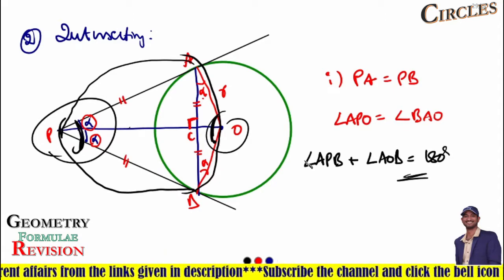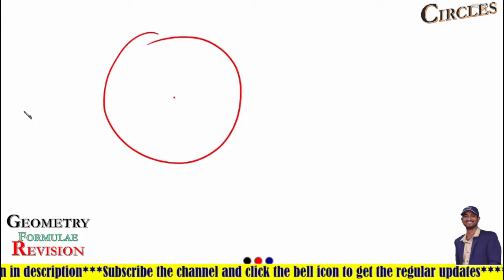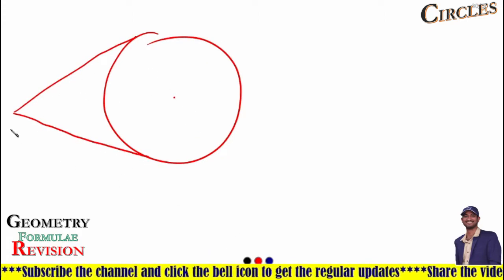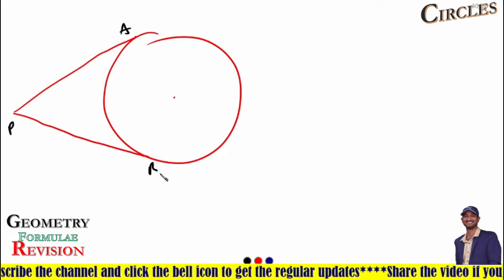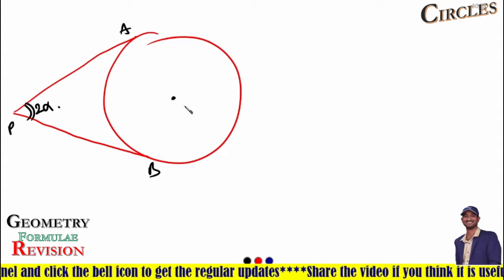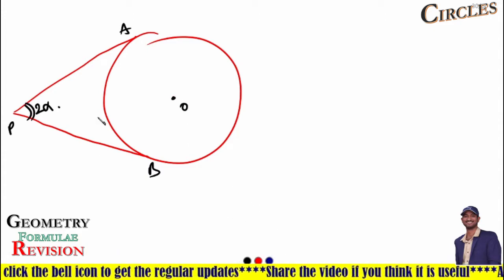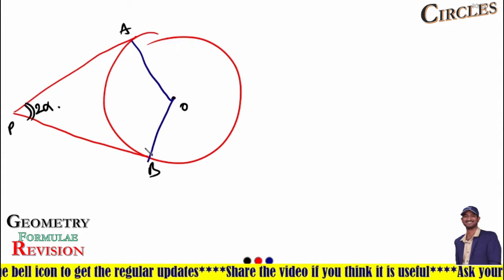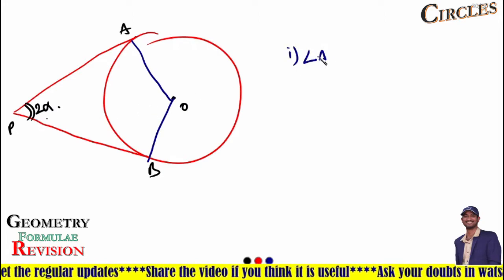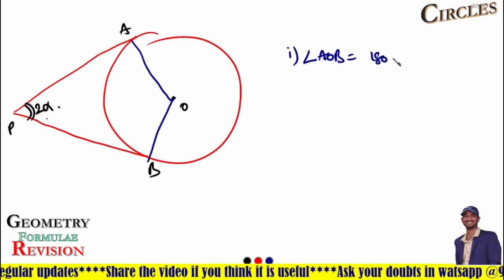Now we will revise some basic, important models in intersecting tangents. Suppose it is a circle and these are the two tangents drawn from the external point, PA and PB. If the angle between the tangents is 2 alpha, and it is the center O, now tell me what is angle AOB. Since the sum of these two angles is 180, if it is 2 alpha, then angle AOB is 180 minus 2 alpha.